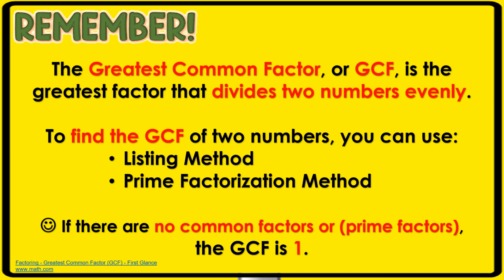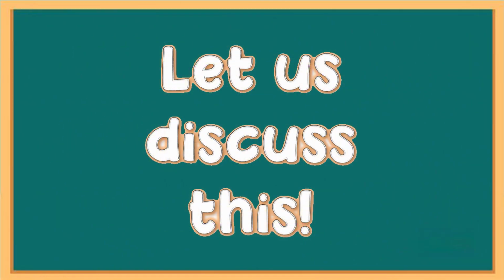Remember, the greatest common factor, or GCF, is the greatest factor that divides two numbers evenly. To find the GCF of two numbers, you can use listing method or prime factorization method. If there are no common factors, the GCF is 1. Let us discuss this.